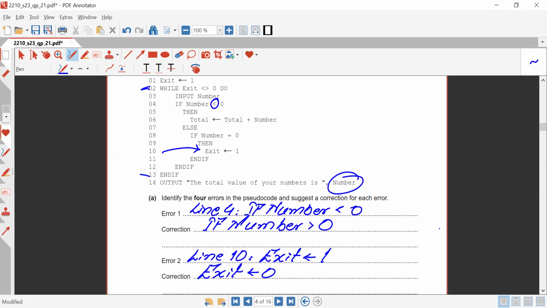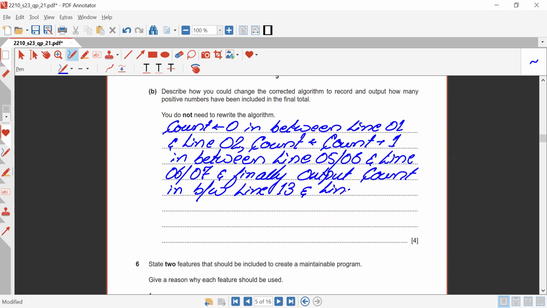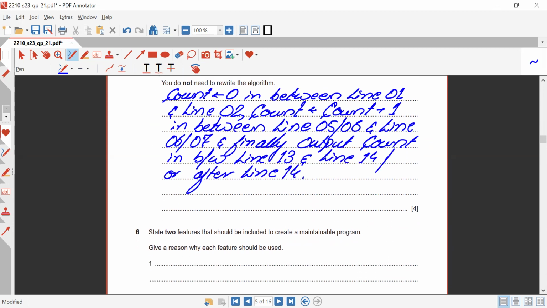And finally output count between 13 and 14 or after 14. And finally output count in between line 13 and line 14 slash or after line 14. So I have placed all the possibilities over here.